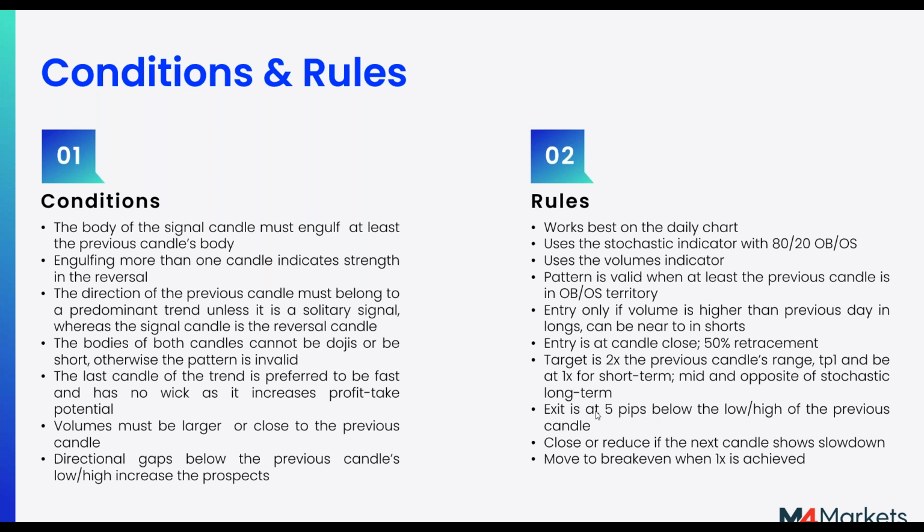The exit is just, well, the stop loss is just 5 pips below the high or the low of the previous candles. Close or reduce if the next candle shows slowdown. Move to break even when 1x is achieved.